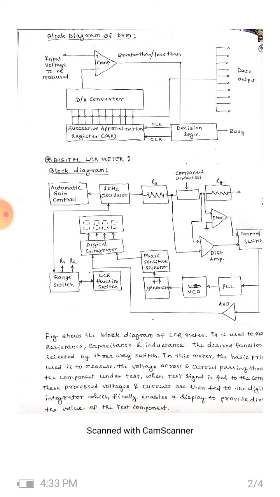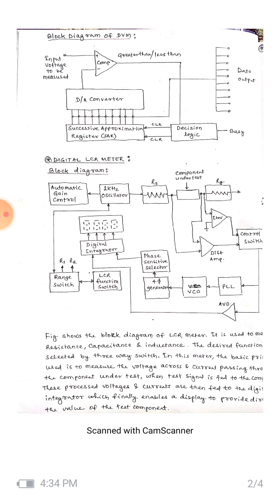So the comparator is always comparing the input voltage with the estimated value. Whenever both the voltages are the same, the SAR register output, that is the binary pattern, will be sent to the data output, and clearly we can measure the input voltage here. The advantages of successive approximation are that it is less expensive and it is a more effective type. And next we are going to discuss the digital LCR meter.